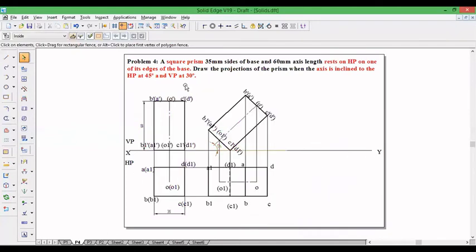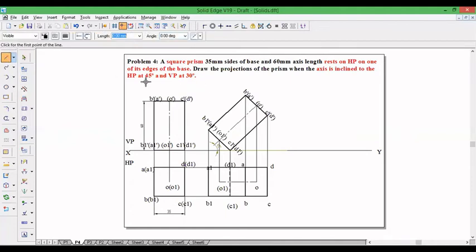Now the third condition changes. Axis is inclined 45 degree to HP. In the previous problem, the resting edge was inclined at an angle 30 degree to VP. So here the axis is inclined 30 degree to VP. So axis is inclined to both HP and VP. Hence, it's a locus problem because we need to find out apparent angle. Axis is a line which is inclined to both HP and VP, which means we have to find the apparent angle of the axis.